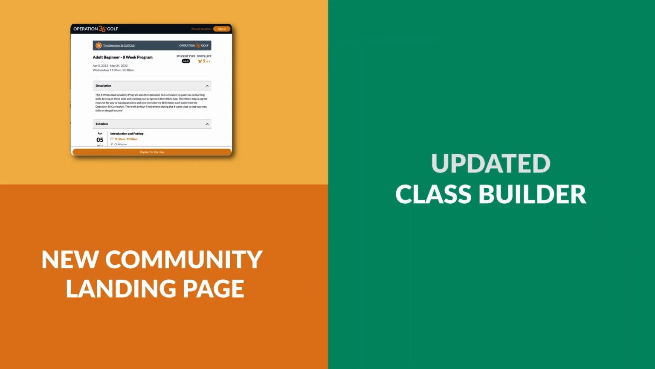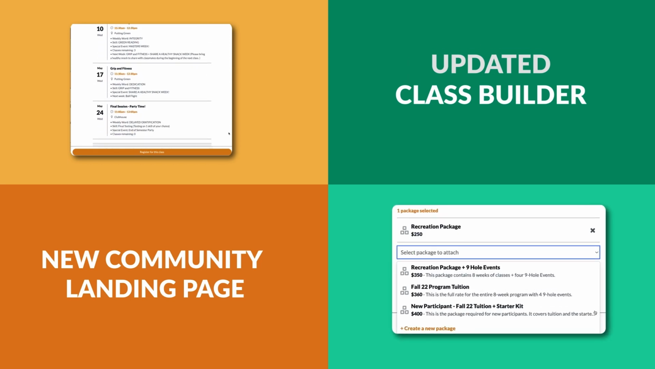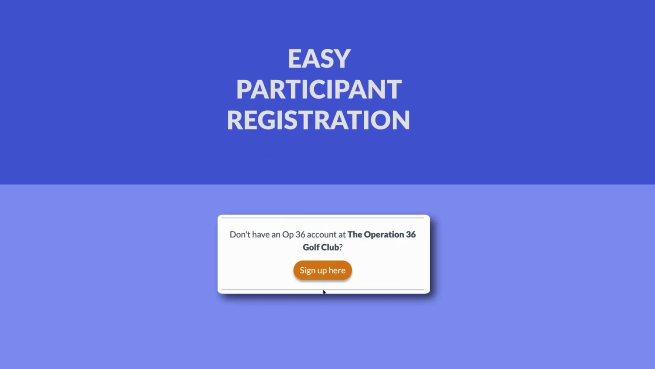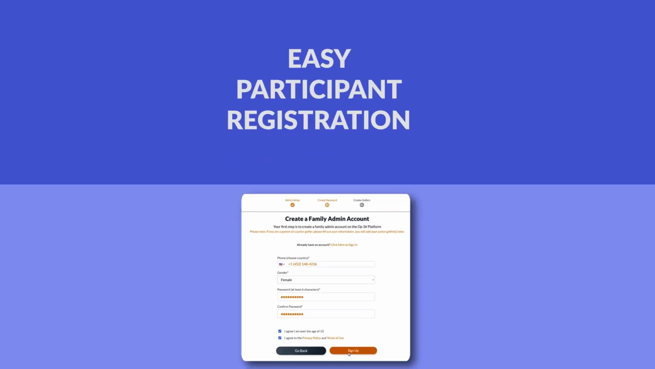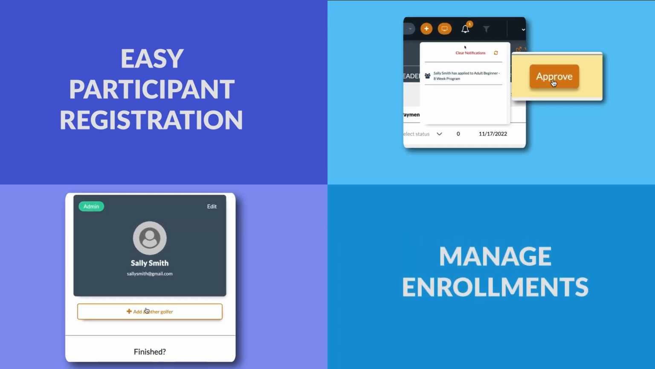In step 2, we'll go over how to build a class from scratch and get it live and ready for participants to register for. In step 3, we will go over how easy it is from a participant's view to register for your classes. And finally, in step 4, we will go over how to manage your enrollments after participants have signed up. All right, let's get started.